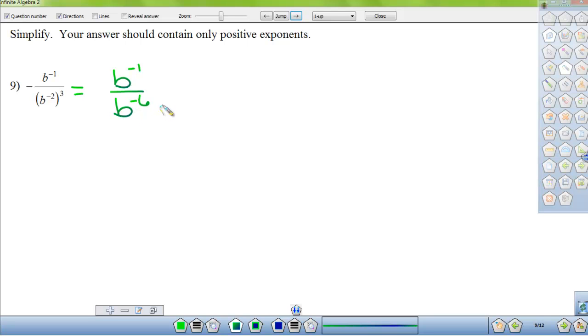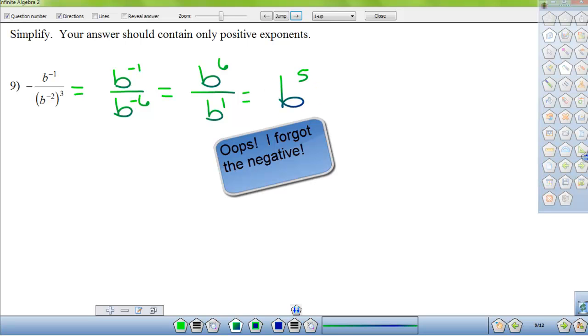Now at this point what I could do is just simply subtract these exponents. 1 minus negative 6 is like 1 plus 6, which is b to the 5th. Or again, let me just review that concept of negative exponents. I'm going to bring the negative 6 to the upstairs, make it positive, bring the b to the negative 1st to the downstairs, make it positive, and then use the power rule where I subtract. You notice I got the same exact answer as I did before.